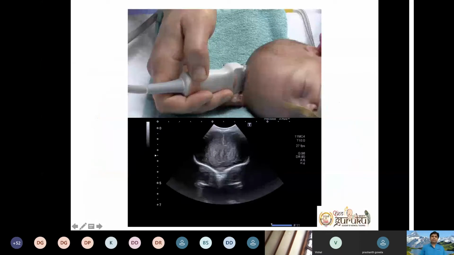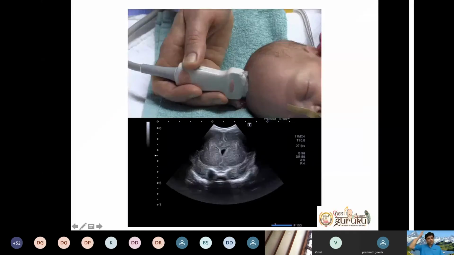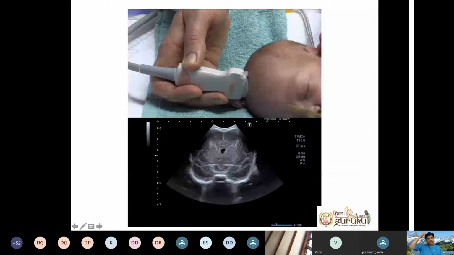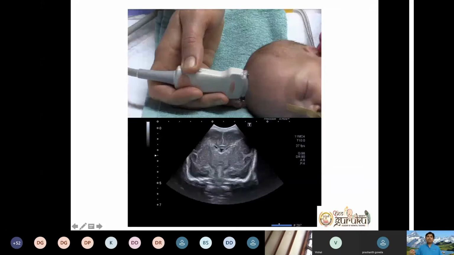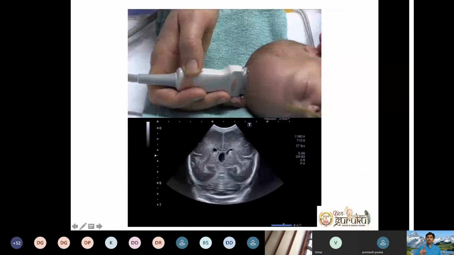So simultaneously, baby should be comfortably placed, take universal precaution, and place one finger to support the head of the baby, and gently swipe it from anterior to posterior. You can see simultaneous images, and try to keep the interhemispheric fissure on the center.